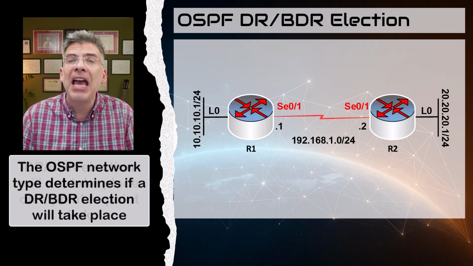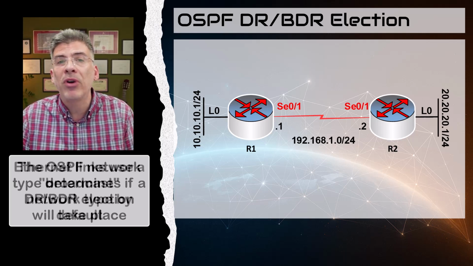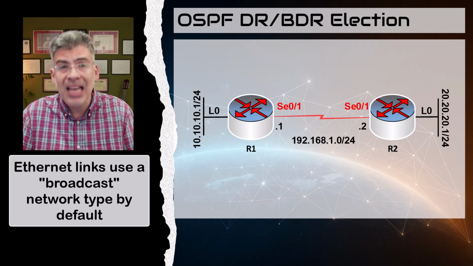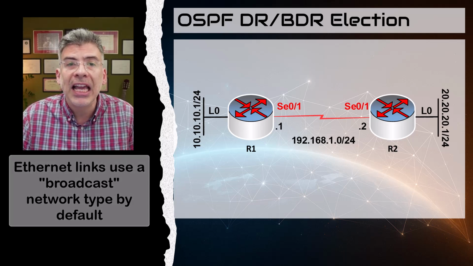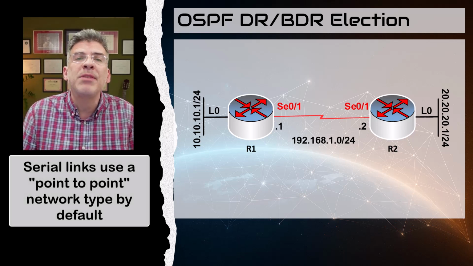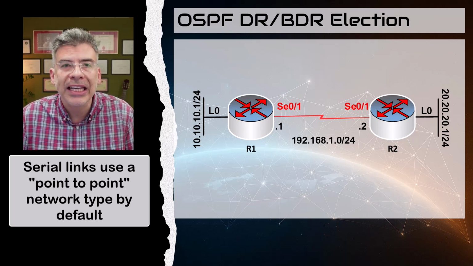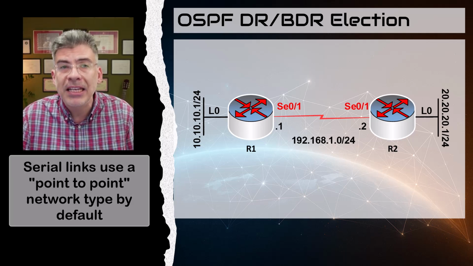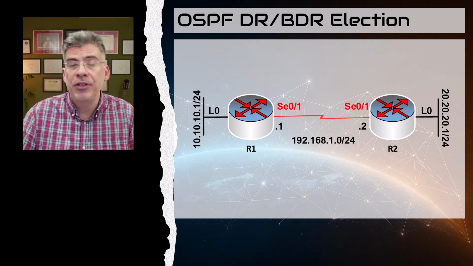It is the OSPF network type. When Ethernet is used, the default OSPF network type is broadcast, which allows multiple OSPF routers to share the same network segment. In such a scenario, DR and BDR elections occur to manage LSA flooding and adjacency formation efficiently. But when a serial link is used, the default OSPF network type is point-to-point, which is designed for only two OSPF routers on the link. Since there is no need to manage multiple neighbors, no DR or BDR election takes place on point-to-point links. We'll talk more about network types for OSPF in a future video.